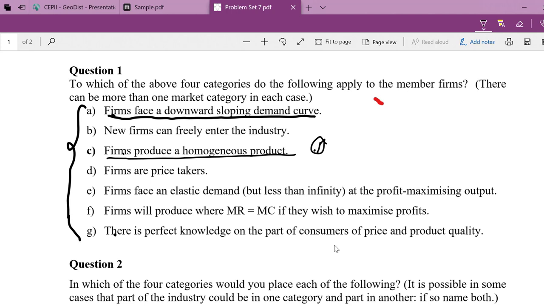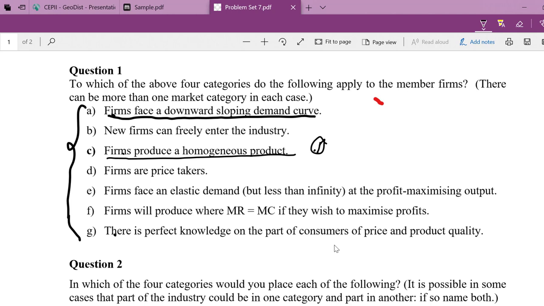Okay, D now. Firms are price takers in which of the categories? Perfect competition. Only in perfect competition. Yeah, that's why they face horizontal demand curve. Perfect. And remember, perfect competition is a fairy tale competition. Yeah, it is perfect, but in reality, nothing is perfect.